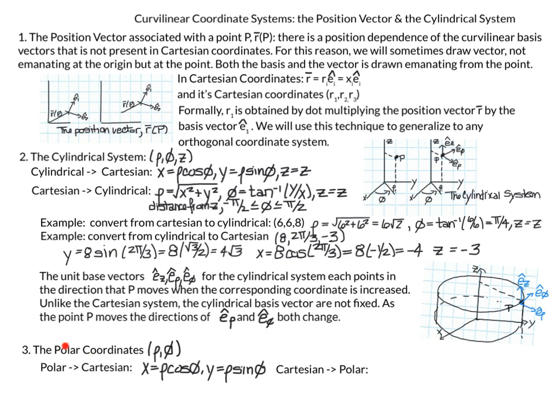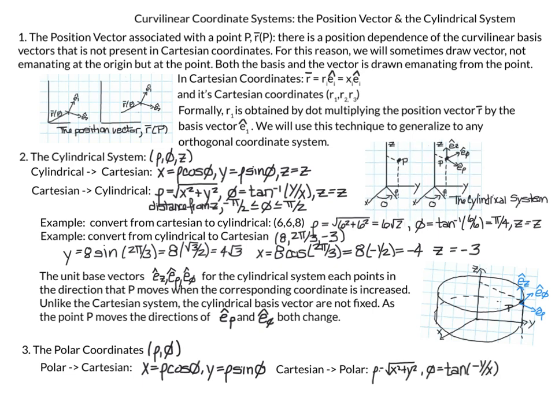Last, we will take a brief look at polar coordinates, whose coordinates are rho and phi. It's essentially the 2-dimensional version of the cylindrical system where we stay in the xy plane, so z is equal to 0. And to convert from polar to Cartesian, we use this formula, x equals rho cosine phi, y equals rho sine phi. And then to convert from Cartesian to polar, we use the formulas rho equals x squared plus y squared, and phi equals inverse tangent of y over x.